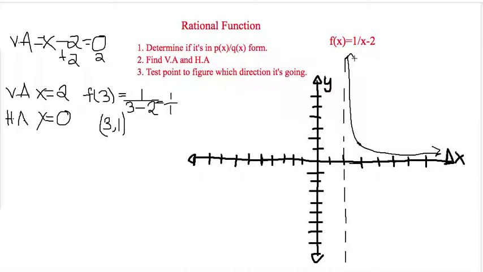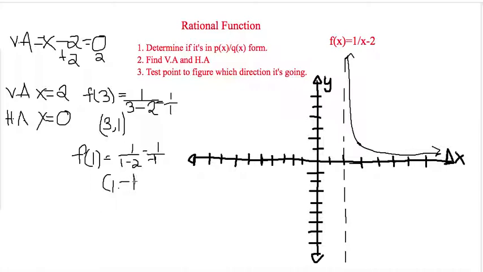Now let's look at what the left side looks like. I can't use 2, so I'm going to use positive 1. So I'm going to plug f of 1 into the function. So here's 1 over 1 minus 2. So that's 1 over negative 1, which is negative 1. So your y value is negative 1. In coordinate form, it'd be (1, -1).